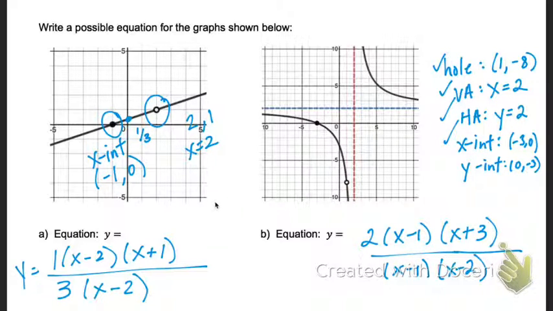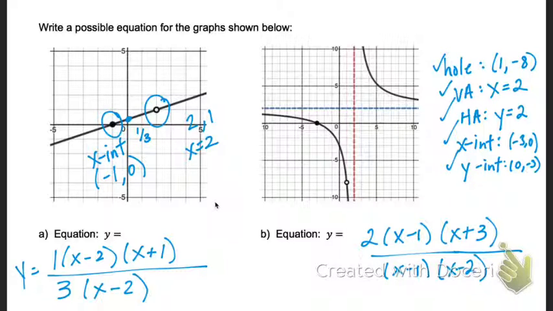Y-intercept is just checking. So let's see if I have the right answer. By doing that, I'm going to plug in 0 for x. So 2, 0 minus 1, 0 plus 3, 0 minus 1, or I guess I don't need those because they've already canceled. And then 0 minus 2. So 6 over -2 reduces to -3. So it works out. Okay, I get all of that except for the horizontal asymptote part.